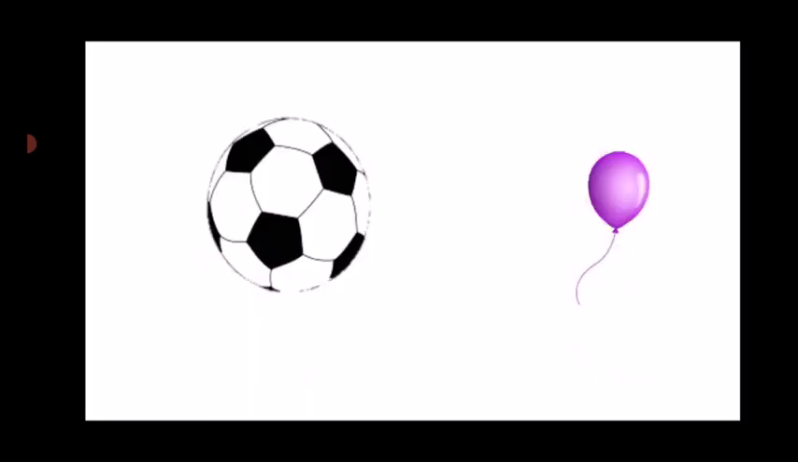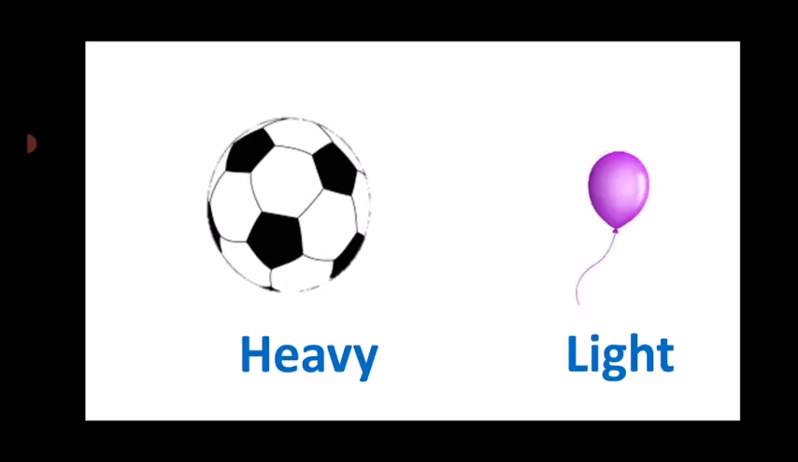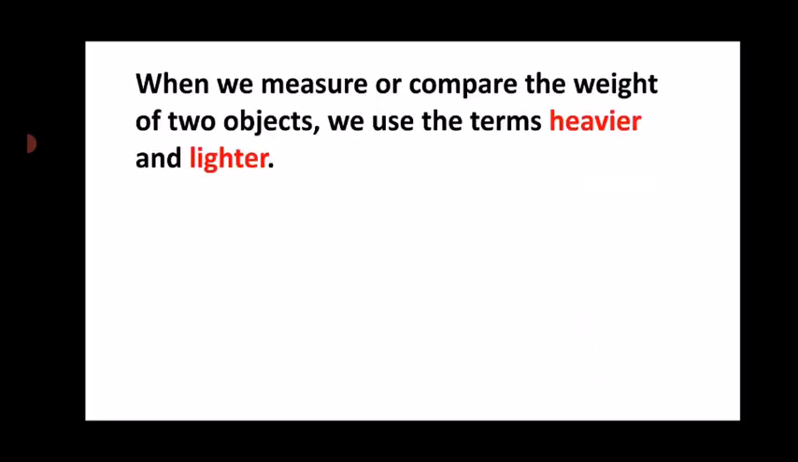Look at one more example. Now here is a football and a balloon. So a football is heavy but a balloon is light in weight. Now children, when we measure or compare the weight of two objects, we use the terms heavier and lighter.